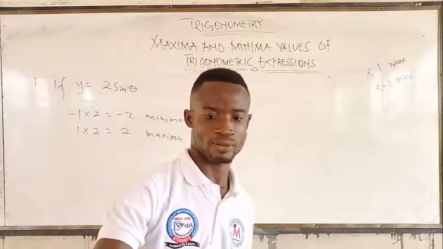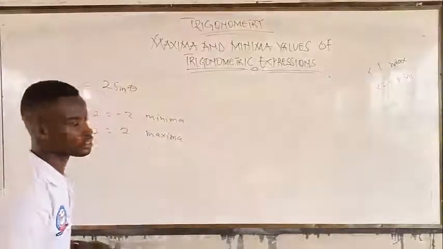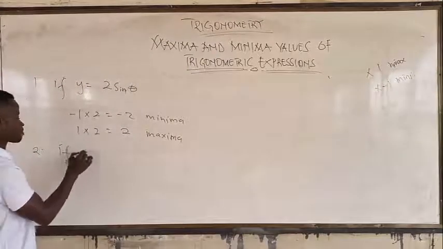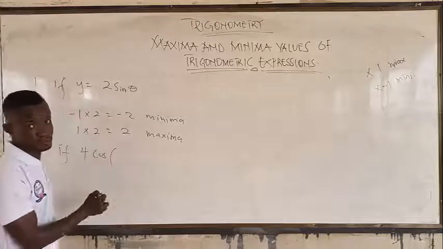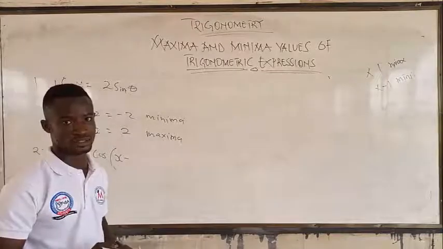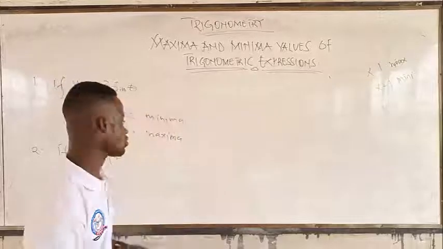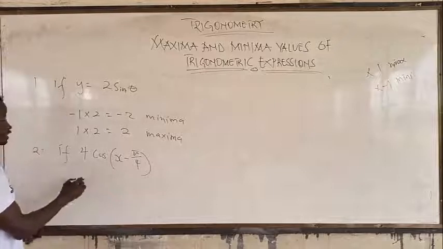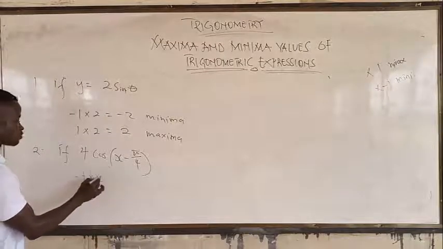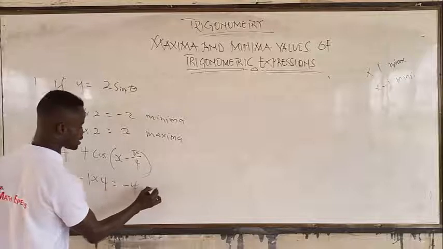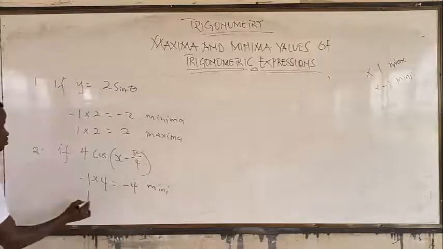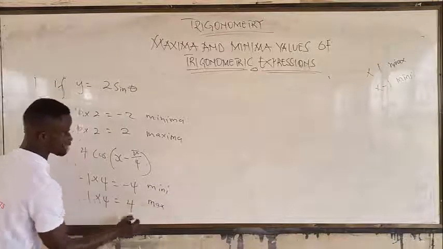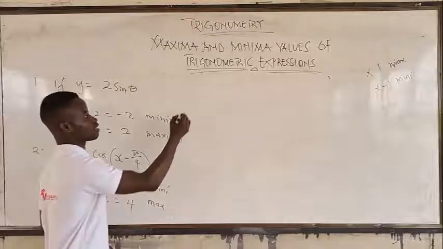Like that. Very good. Now, sometimes too, you can get it in the form 4 cos s minus pi over 4. Here too, the coefficient is 4. So when you multiply -1 by 4, you get -4, and that is the minimum. And when you multiply 1 by 4, that is 4, and that is the maximum. I hope you can see that.